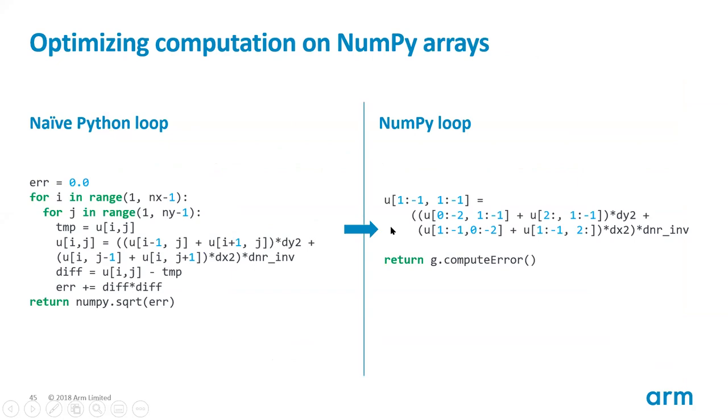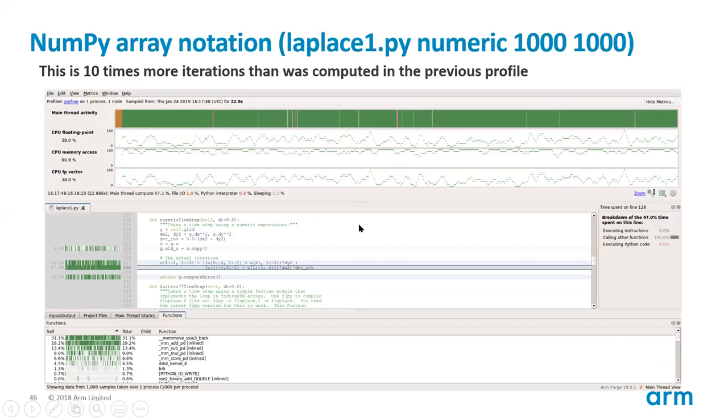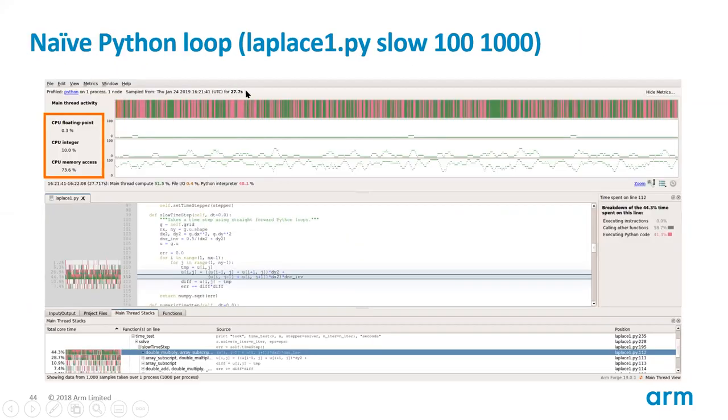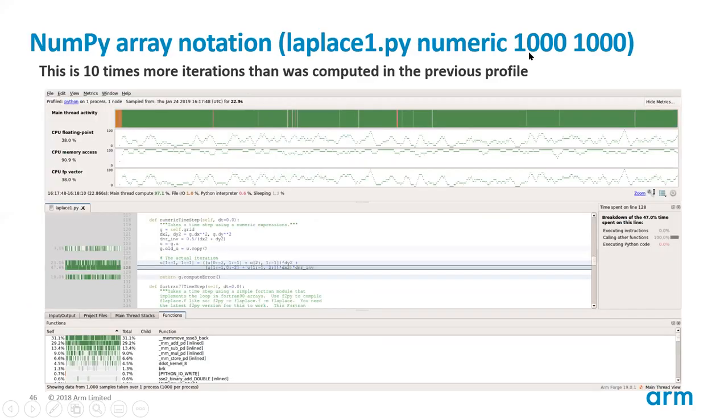And as soon as you do that, you get much better performance running that with Python. And you can't compare this to the previous slide because this actually ran 10 times more iterations and it took 22.9 seconds, whereas the previous one took 27.7 seconds and it didn't do as much work. These were the input parameters. So 10 times more work in about the same amount of time just by switching to using NumPy. That's really all I wanted to get out for this.